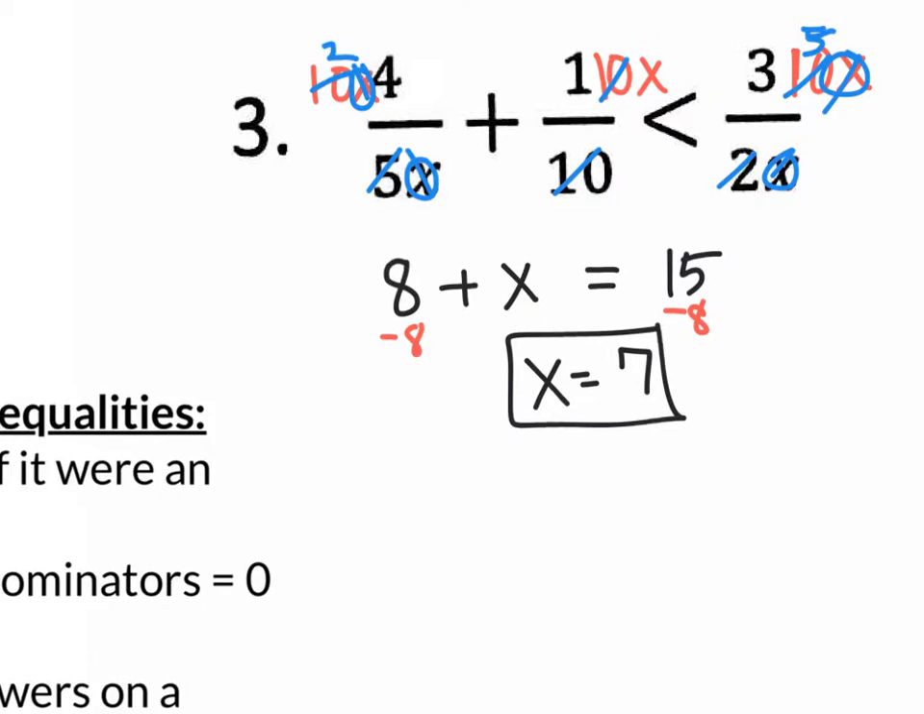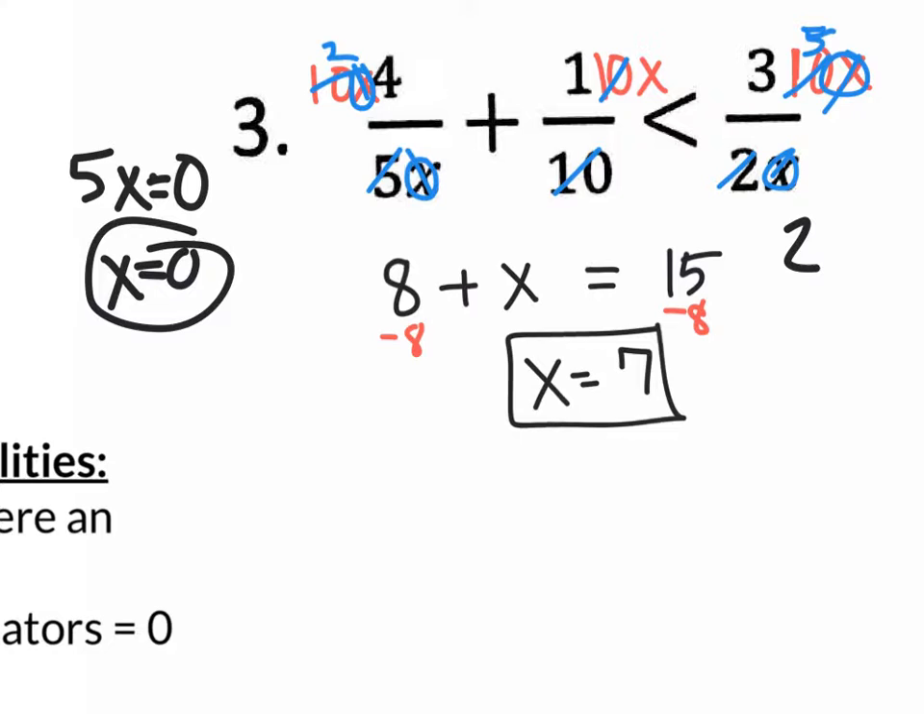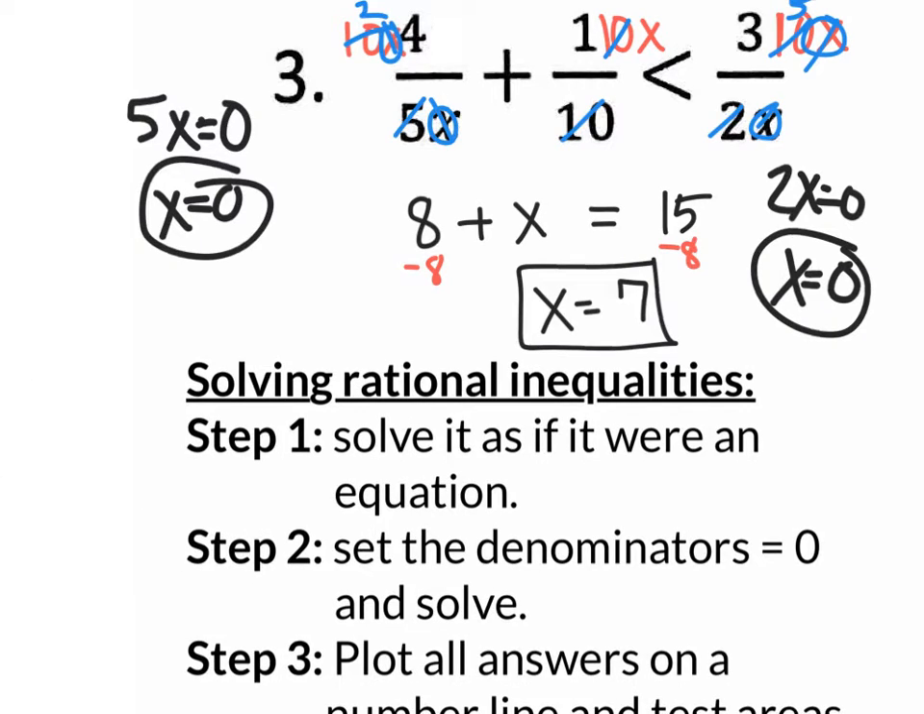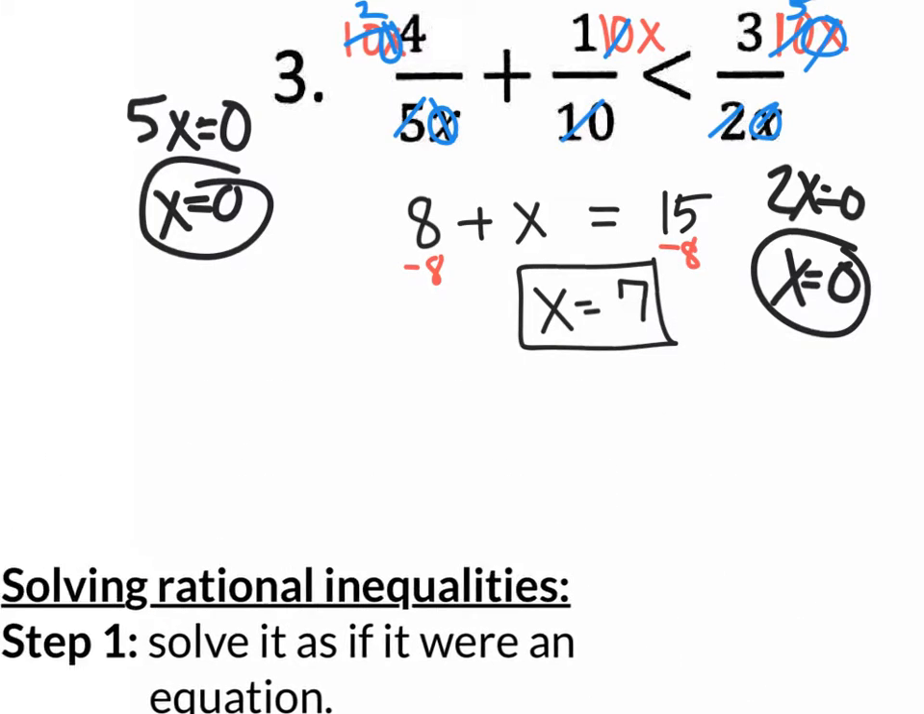Okay, so we're going to go back to the denominators. We have a 5x here and a 2x there. And if I write down 5x equals 0, of course, when we solve it, you're going to get x equals 0. So that's another answer. And if you did 2x equals 0, you still get x equals 0 if you divide both sides by 2. So we have those 3 answers, which are really just 2 answers. And if we look at the steps again, the third step is to plot all answers on a number line and test the areas.